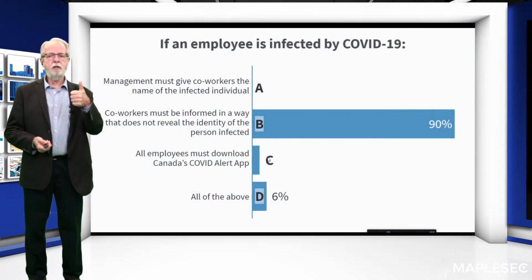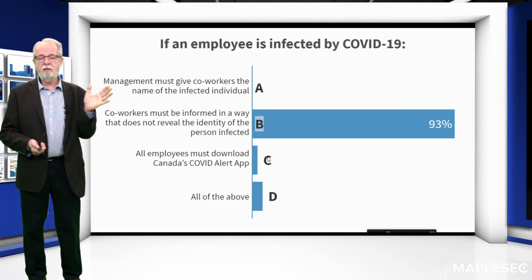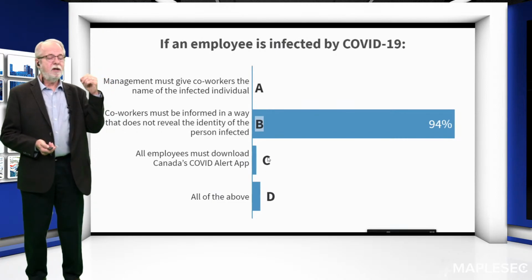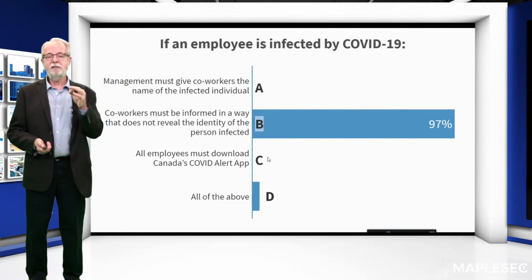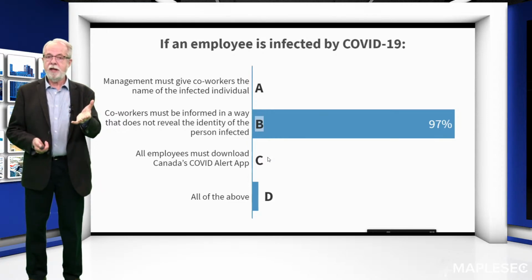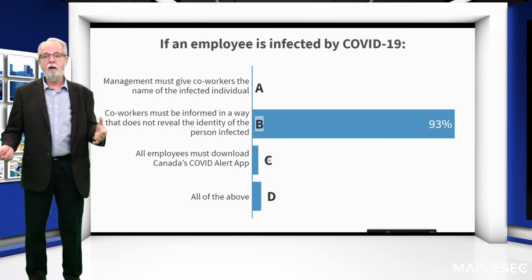So, four choices. A, management must give coworkers the name of the individual. B, coworkers must be informed in a way that does not reveal. C, all employees must download Canada's COVID app. And D, all of the above. And I think I'm hearing from the control room. We've got this. Yes, absolutely. B, you've got it, you've nailed it. That's really important. Now, I downloaded Canada's COVID Alert app, and I hope you all do. It needs a certain amount of people for it to really work well. But B is the correct answer to this question.